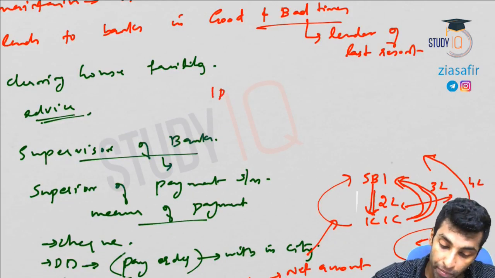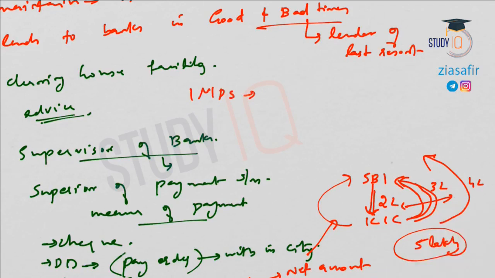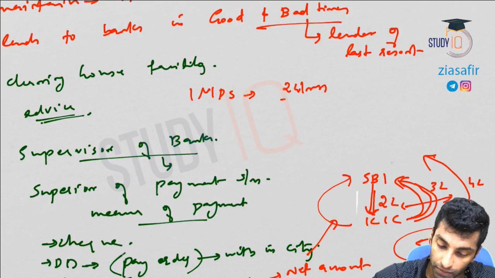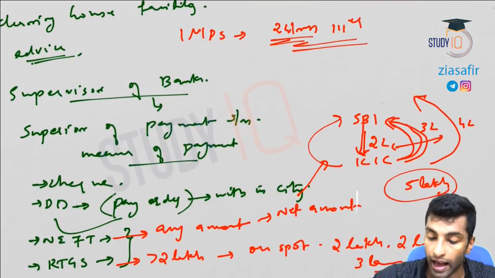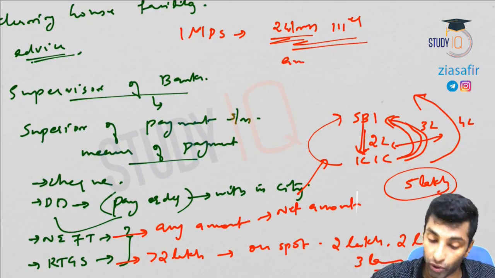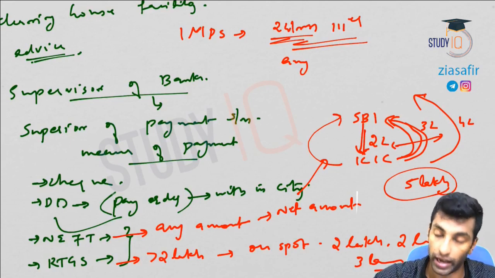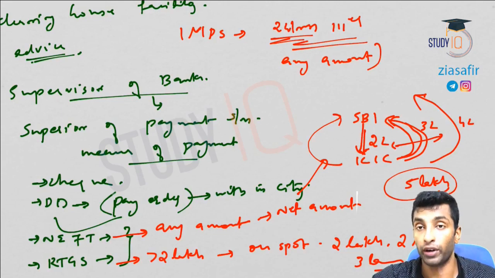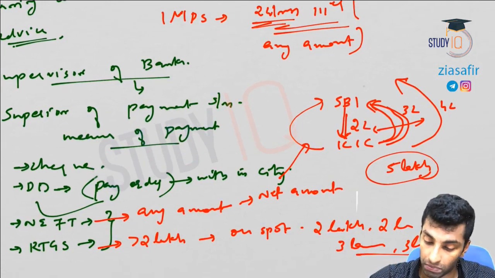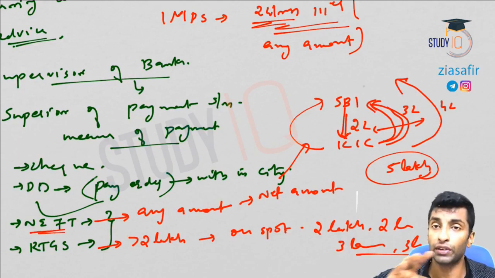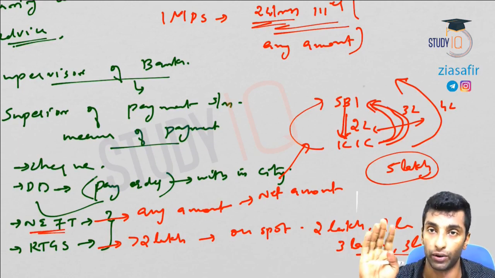Now next is IMPS. What is IMPS? Immediate Payment System, right? So it is available for 24 hours, like RTGS, similar to RTGS. And similar to NEFT, any amount can be transferred. So any amount, similar to NEFT, and 24 hours, similar to RTGS. But in case of NEFT, if it is between the same banks, any time is fine, 24 hours it is there.